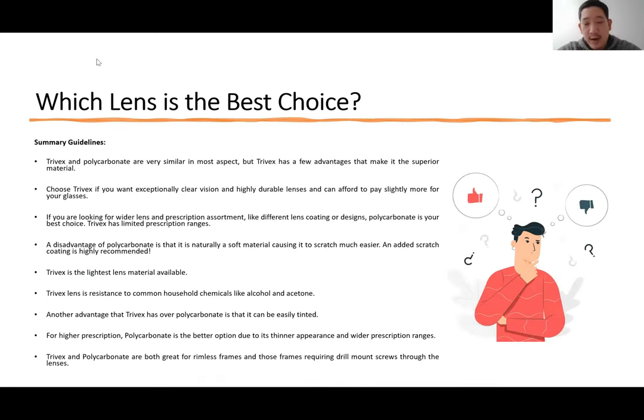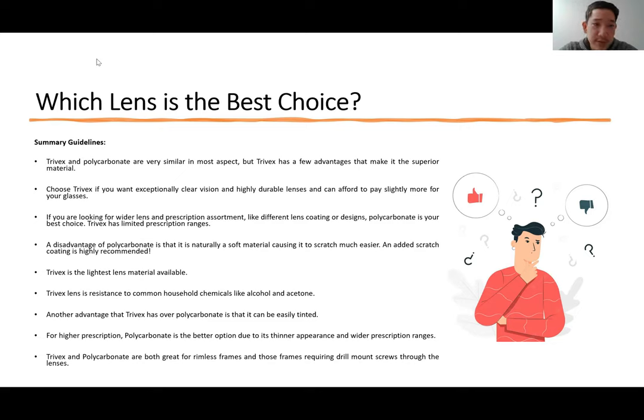So having gone through the different slides talking about the definition of polycarbonate lens versus Trivex, our side-by-side comparison with the 12 criteria, and knowing their advantages and disadvantages, what I have here is a summary guideline of which lens is the best choice. A couple of things we should remember: Trivex and poly are very similar in most aspects, but Trivex has a few advantages that make it a superior material.